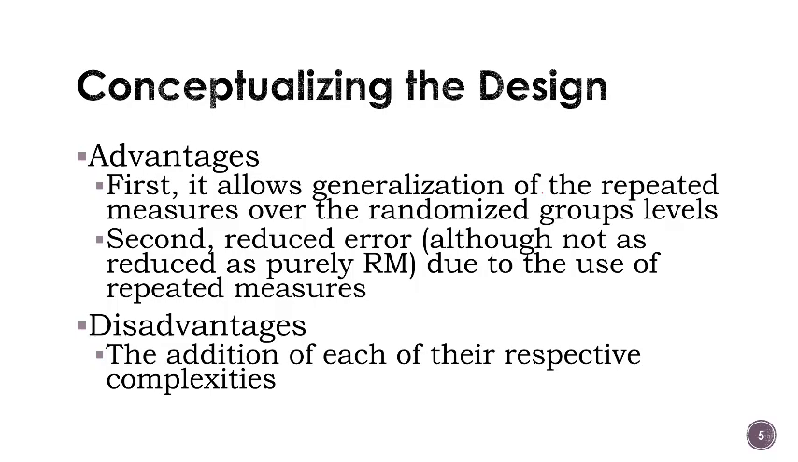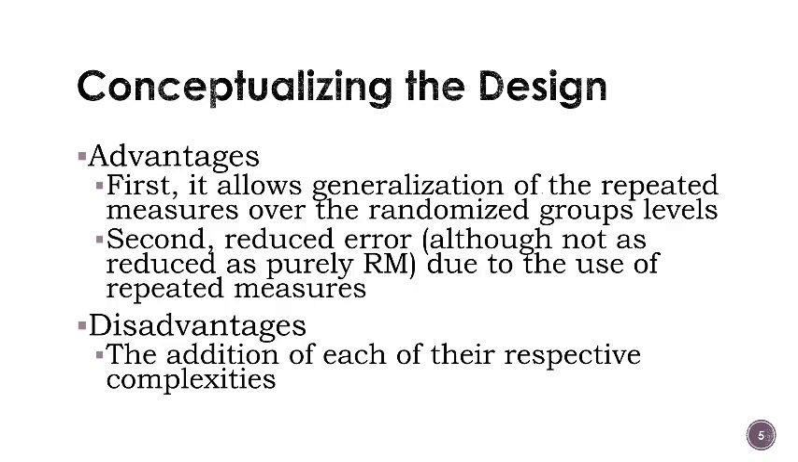But second, you get reduced error because in the repeated measures part, you're able to identify the consistent scoring of people and remove that from the error, so that you can actually reduce the error down, but not quite as much as if it's purely repeated measures.